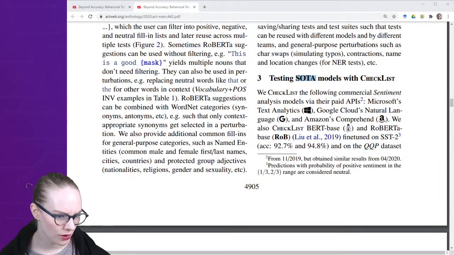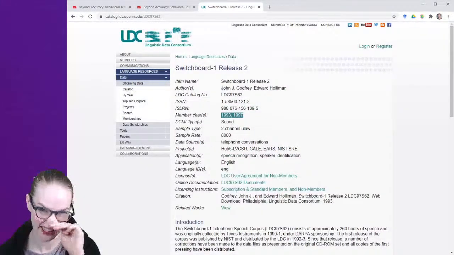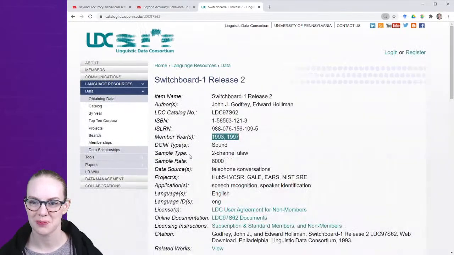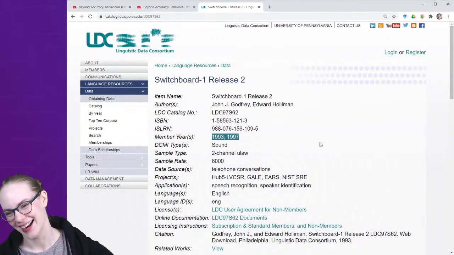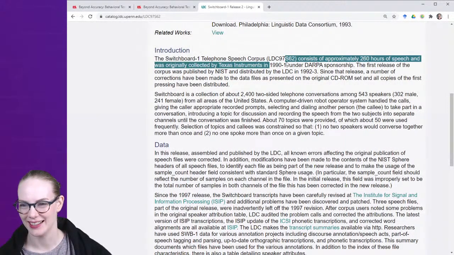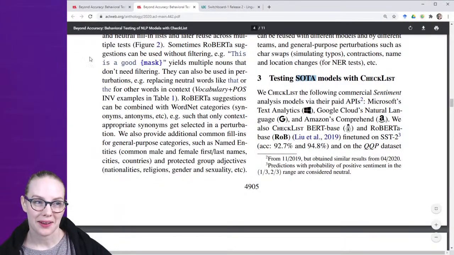1993 for release 2 of Switchboard. No, 1990 to 1991. I'm just gonna pop this up. So the Linguistic Data Consortium is a place where you can go to get extremely expensive corpora. And yeah, it was collected by Texas Instruments, not Bell Labs, whoopsie, in 1990 to 1991 under DARPA sponsorship. So kind of a little bit venerable at this point.